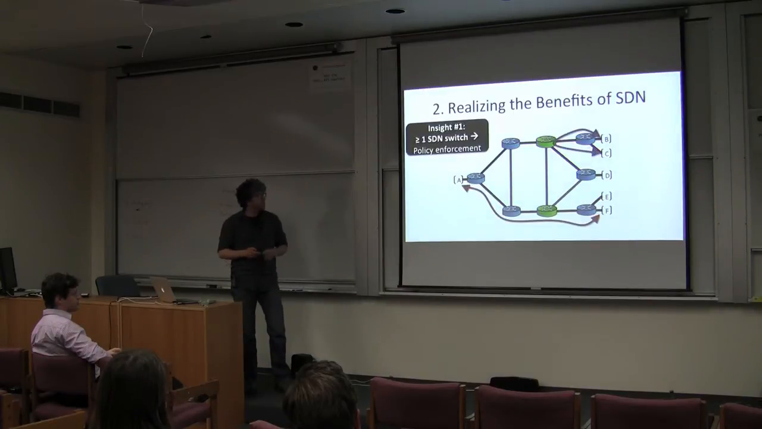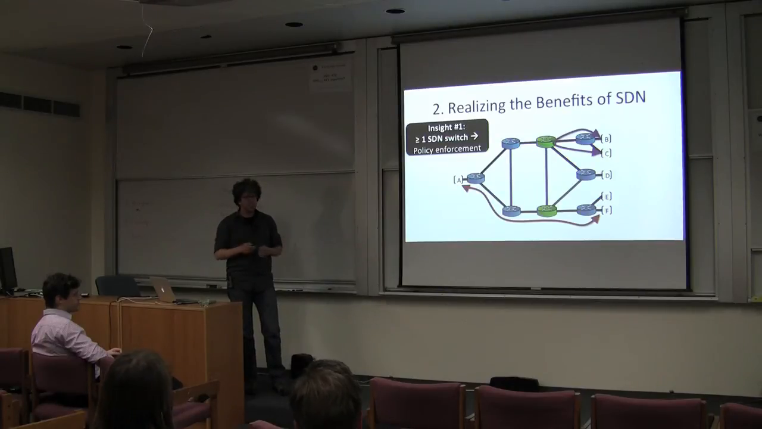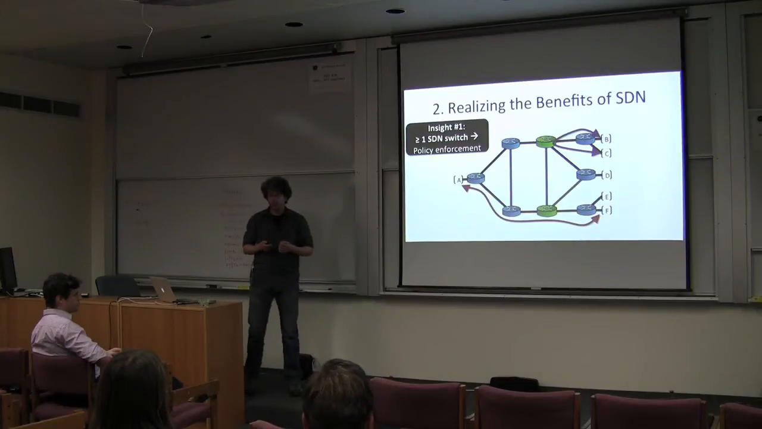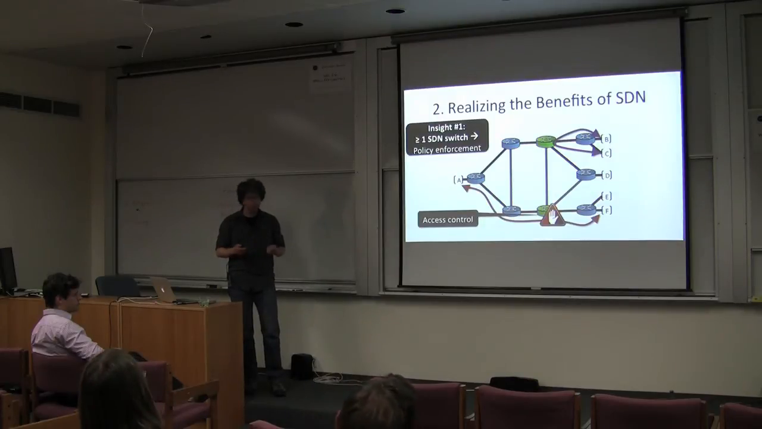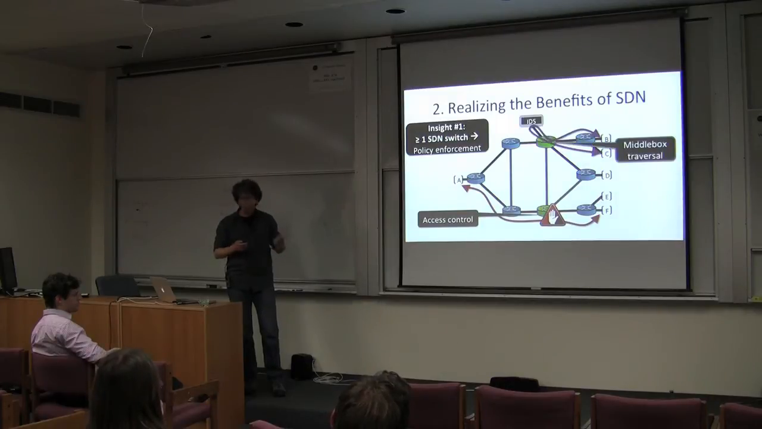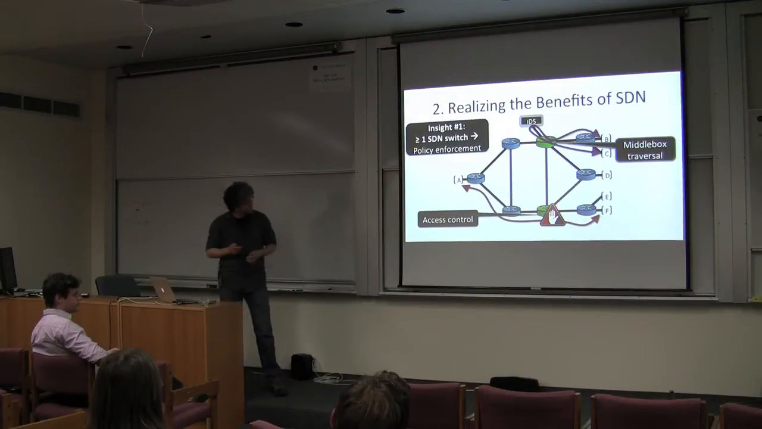The first key insight is that for any path between a source and destination ingress point, or we just call them endpoints in the network, A and F, that traverses at least one SDN programmable switch, this gives us the ability to achieve end-to-end policy enforcement. And this might take the form of implementing an access control mechanism or redirecting traffic to some kind of intrusion detection middle box or other type of middle box.